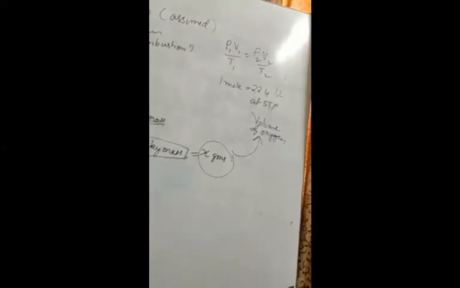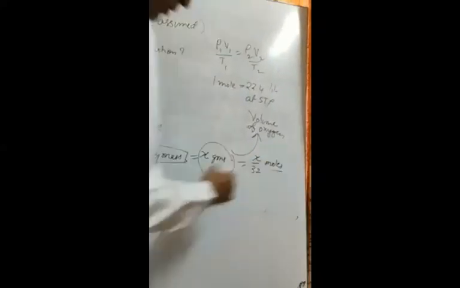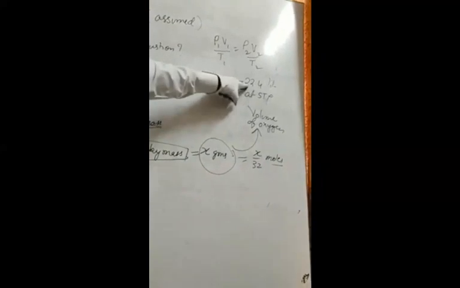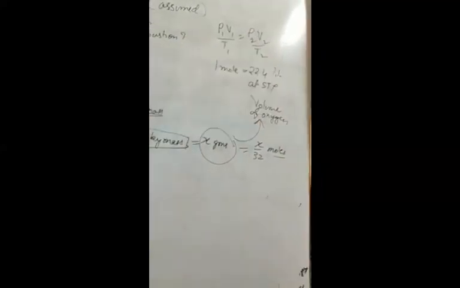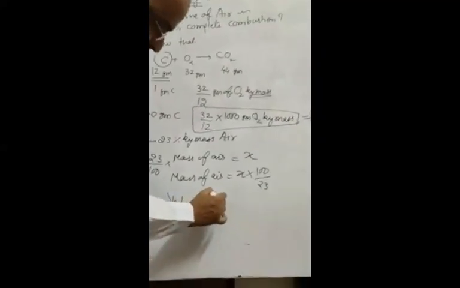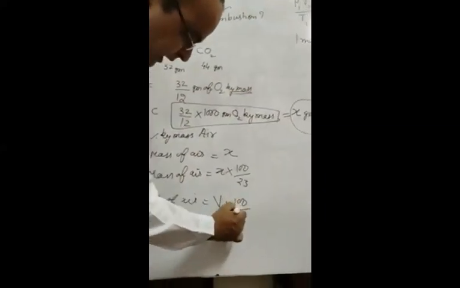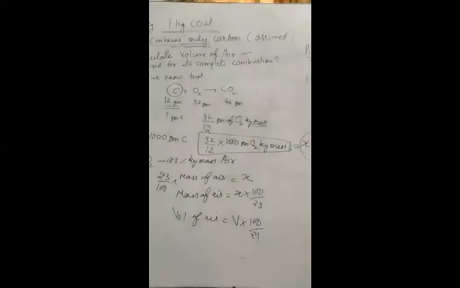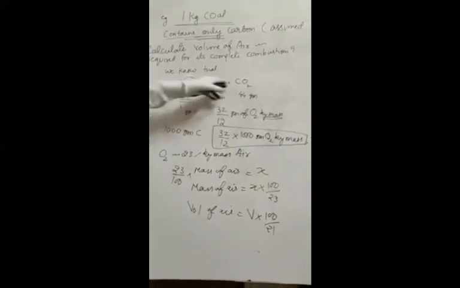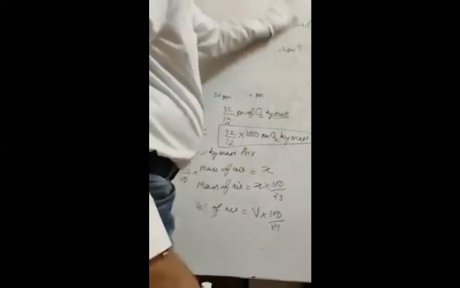So calculate the number of moles. x grams gives x by 32 moles of oxygen, and using 22.4 liters per mole, you can calculate the volume of oxygen. Then the volume of air will be whatever volume is calculated, say V mL, into 100 by 21. This is the manner how you use this kind of stoichiometric relationship to calculate the process of combustion.